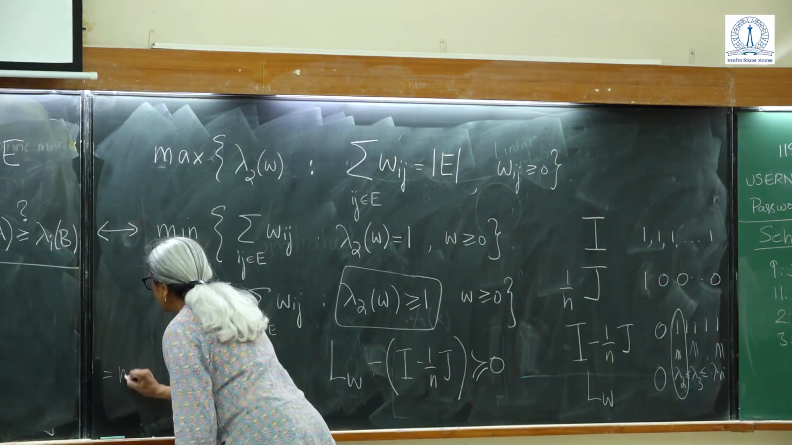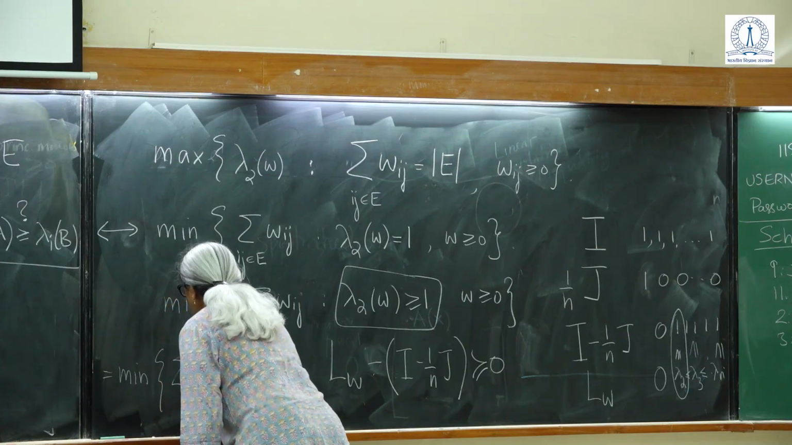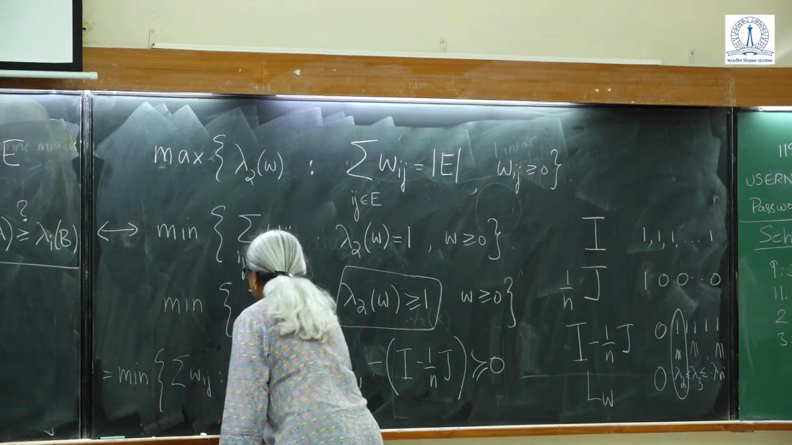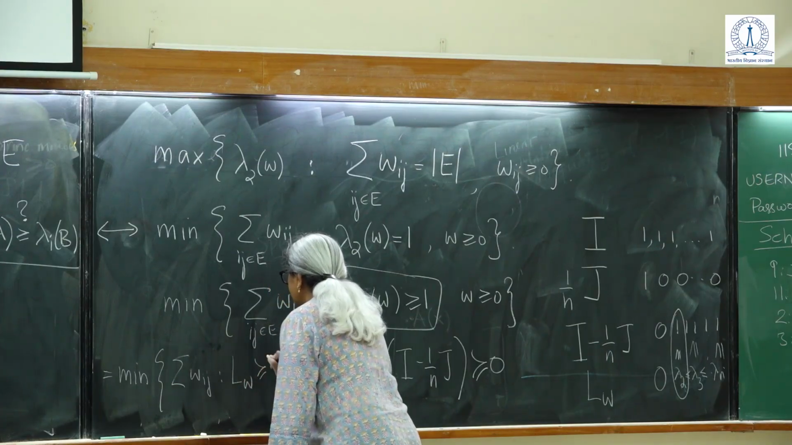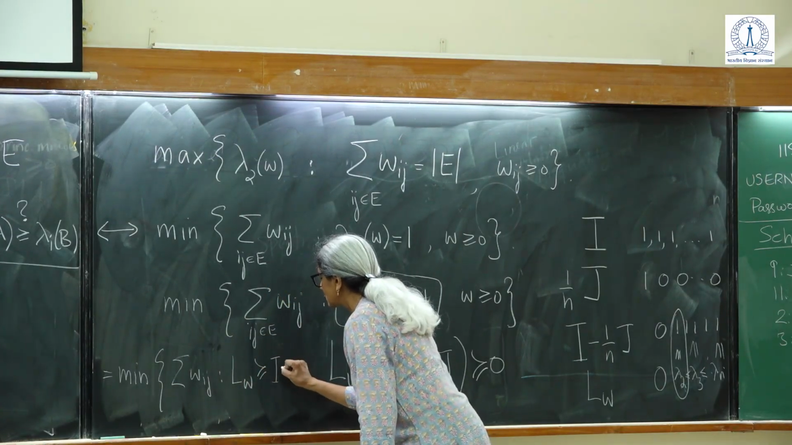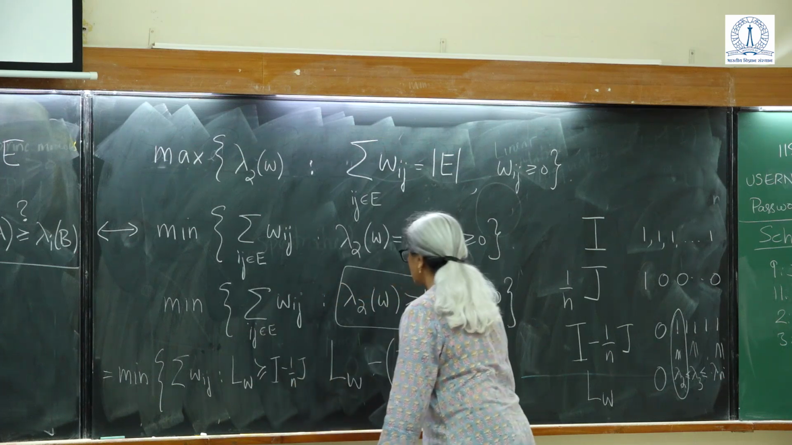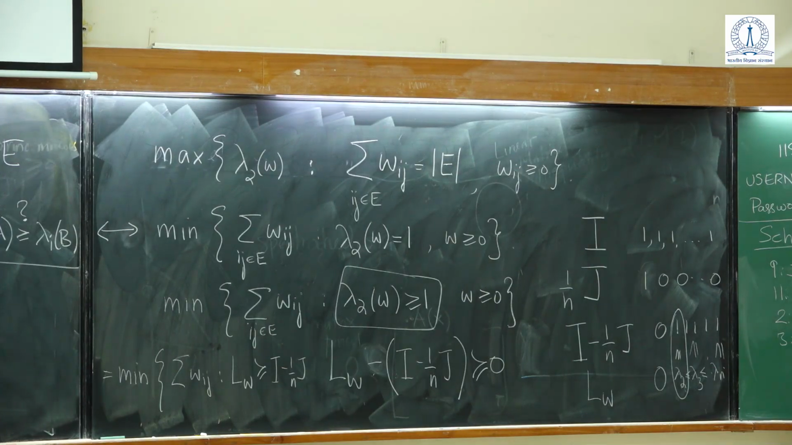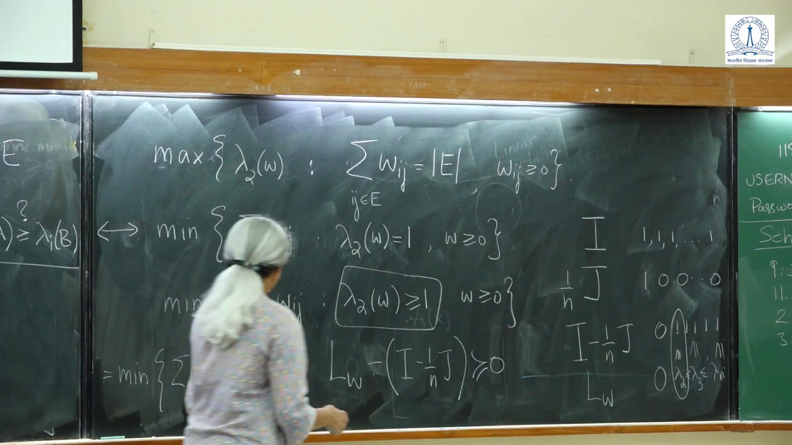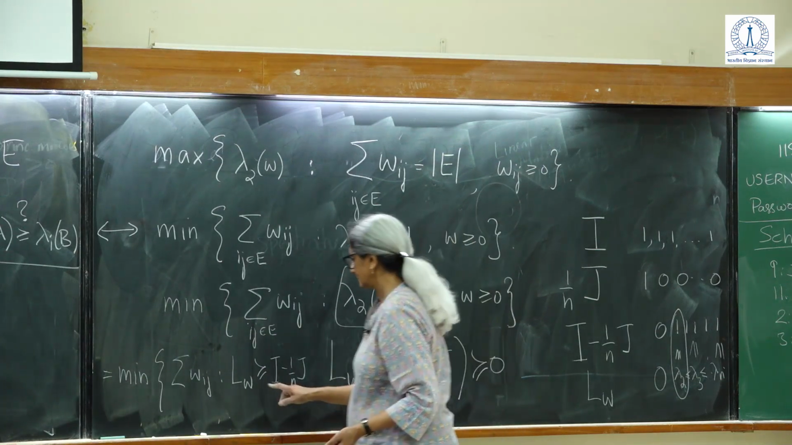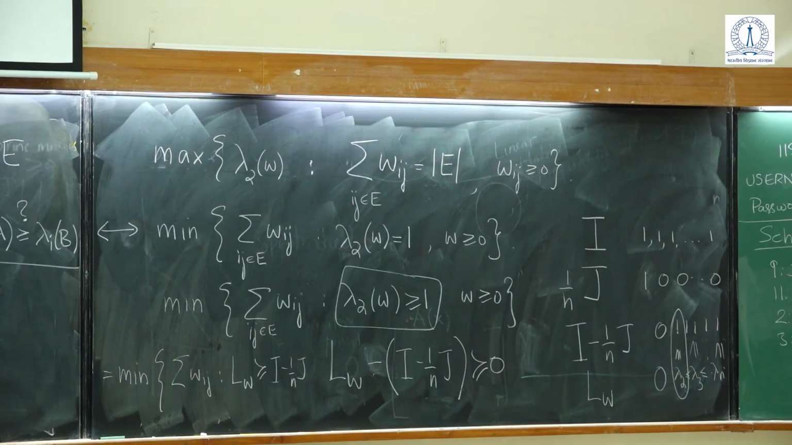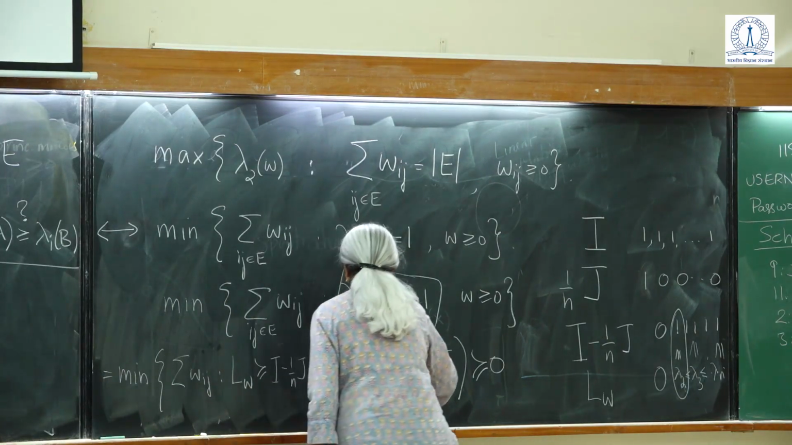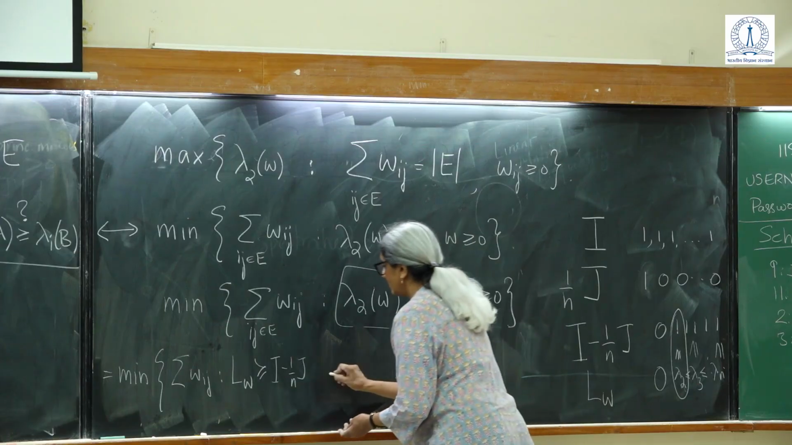So we have minimize sum of the weights, subject to the condition. So the way we write this is LW is greater equal to I minus 1 over Nj, right? So this A minus B non-negative, the way people write this is A greater equal to B, okay? That means A minus B greater equal to 0. So I get this, and then I have W non-negative.